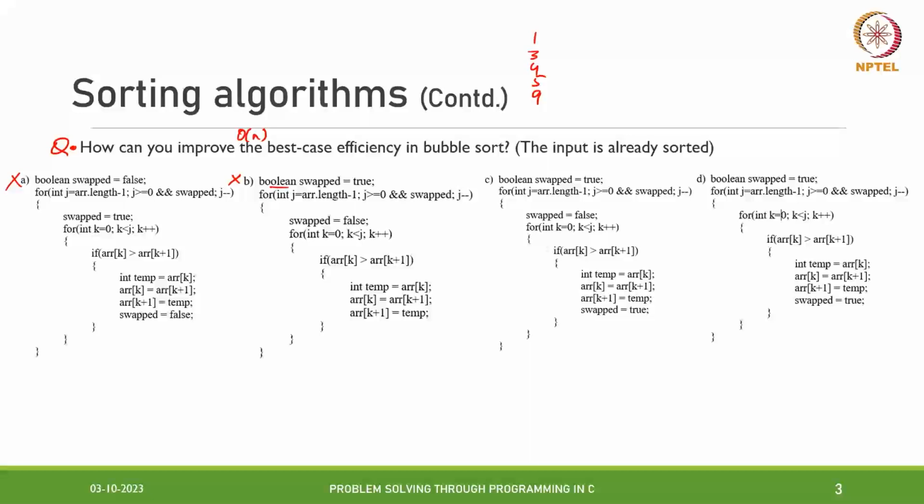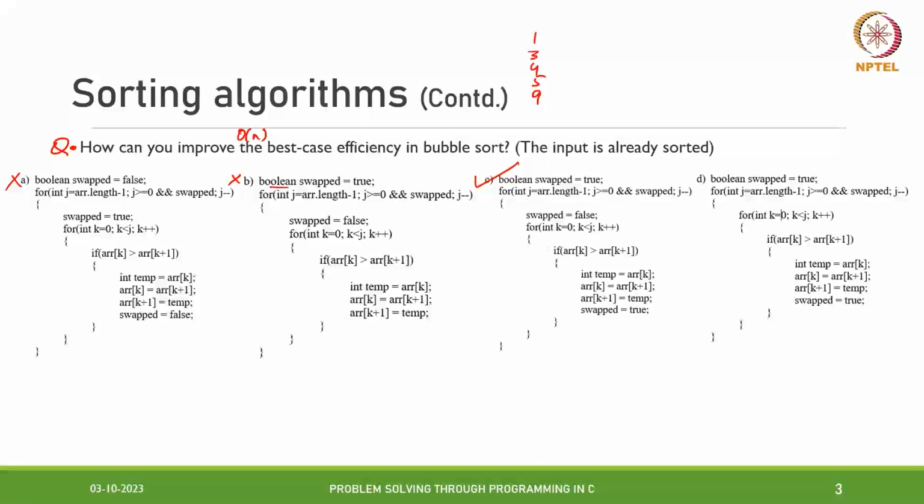So we need to set the swap as false. Only then, if it finds that no swapping has taken place, since swapped has never been set to true because the if condition is never satisfied for any iteration of the k loop, the swap will still be false. And if it is false, the code will exit after one iteration, because this conditional will not be satisfied anymore. So option C is our answer here.